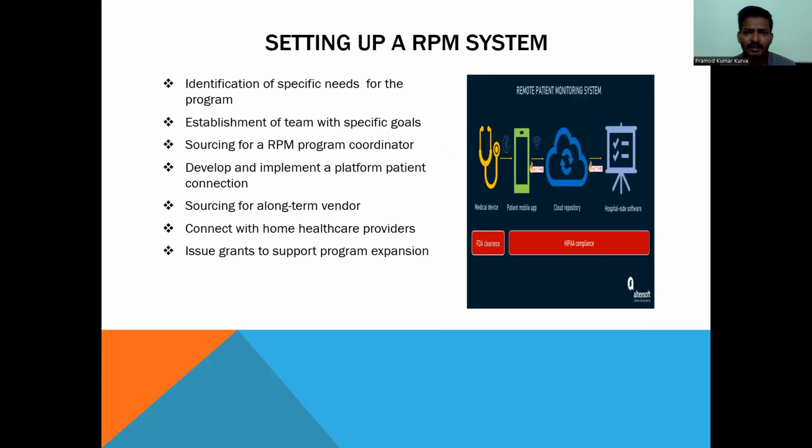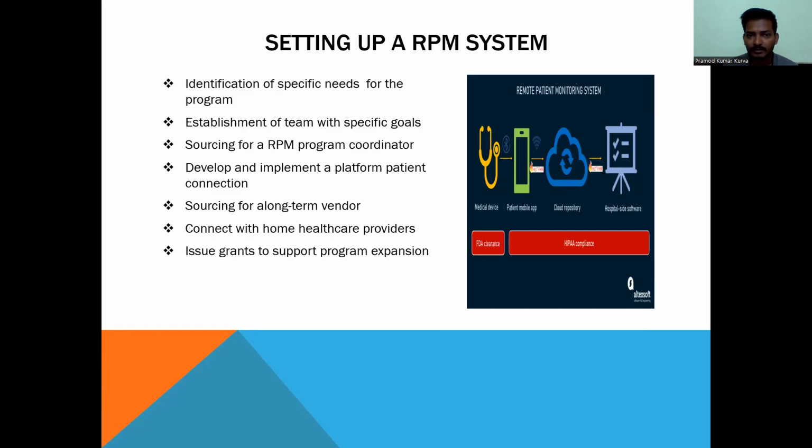And when setting up an RPM system: identification of specific needs for a program, establishment of a team with specific goals, sourcing for an RPM program coordinator, develop and implement a platform for patient connection, sourcing for a long-term vendor, connect with home healthcare providers, issue guarantees to support program extension. How an RPM system can be built is explained in this slide. So for best identification, we need to have a team for specific goals, and the team will lead to the destiny. That's how I believe.